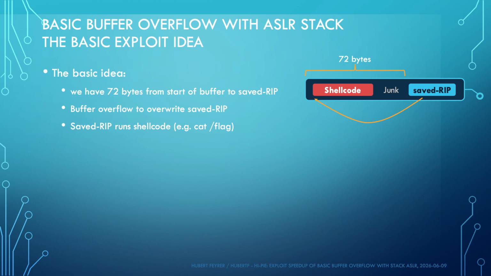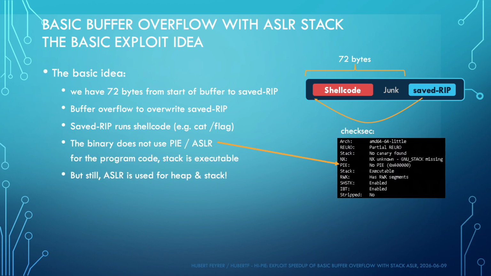When we disassemble greet, we find that there are 72 bytes from the start of the buffer to the saved return address on the stack. So if we overflow the buffer with 72 bytes of filler junk and then write a new value, we overwrite that saved return address. When the function returns, the CPU jumps to whatever address we put there, and we point it at our own shellcode, for example one that runs cat on the flag.